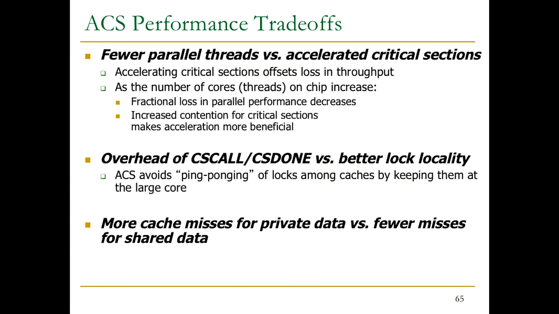Okay, overhead of critical section call, critical section done versus better lock locality. You avoid ping-ponging of locks between caches by keeping them at the large core, and this turns out to be a good thing. This is less of an overhead because ping-ponging is a lot. Okay, and the last one is you get more cache misses for private data versus fewer misses for shared data. That's an interesting trade-off, actually. So I'll ask you a question. What is the working set size of shared data versus private data? Which one is larger, you think?